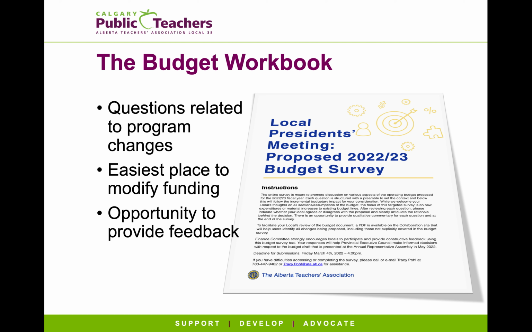The first thing to understand about the budget is the Budget Workbook. The Budget Workbook is considered by locals in February prior to the Annual Representative Assembly in May. The workbook contains questions related to program changes that are a highlight of the budget changes being proposed for the new fiscal year. This is the easiest place to modify funding proposals for the upcoming year, and it's your opportunity to provide feedback on the proposals being forwarded by Provincial ATA's Finance Committee and Provincial Executive Council.